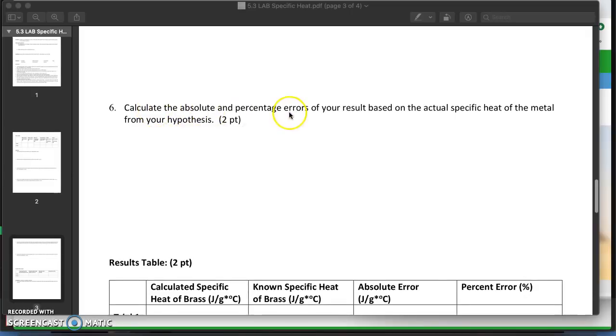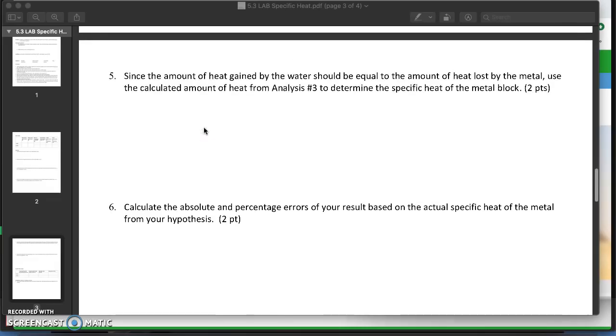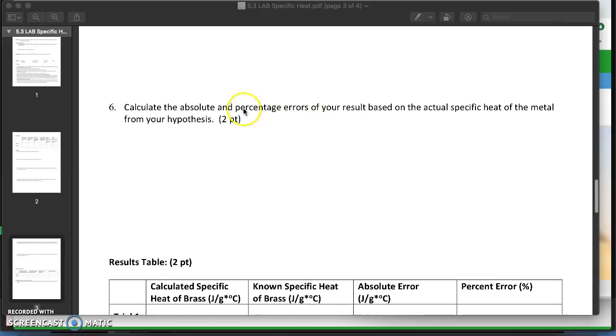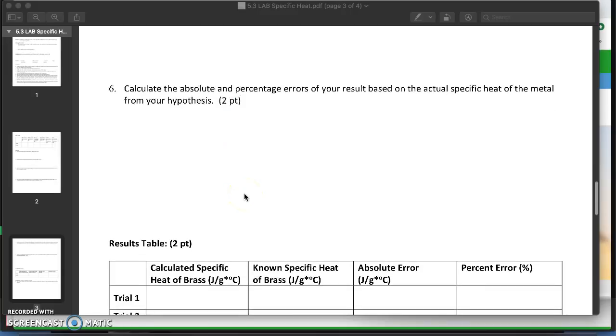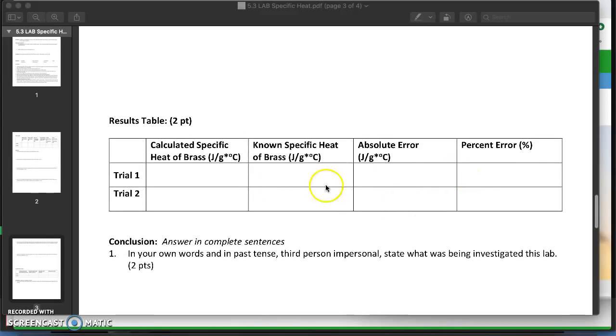For your absolute and percent errors, remember for absolute error, it's your value minus the known value. So you would use your value from the hypothesis as the known value. Your value is what you'd find in number 5. Again, do this twice. And absolute error is an absolute value calculation, so it doesn't matter if it's positive or negative. For the percentage error, you take the absolute error, divide it by the known value, so again, what you found in your hypothesis, and multiply by 100. You get to plug everything in here to get some nice 2 points.